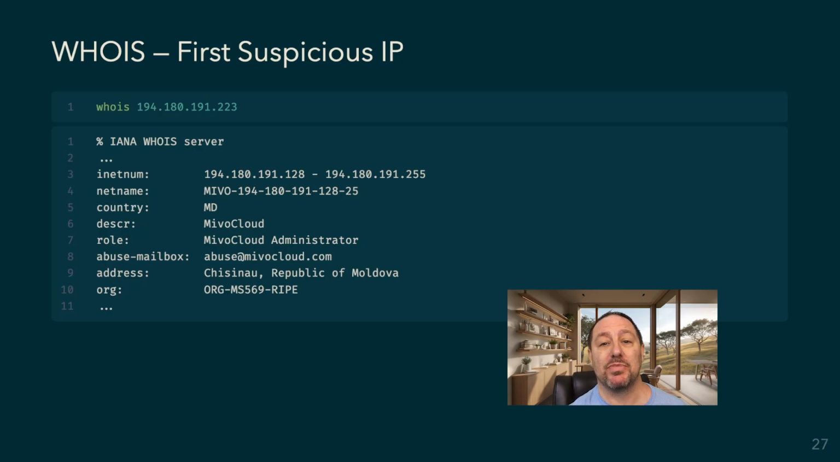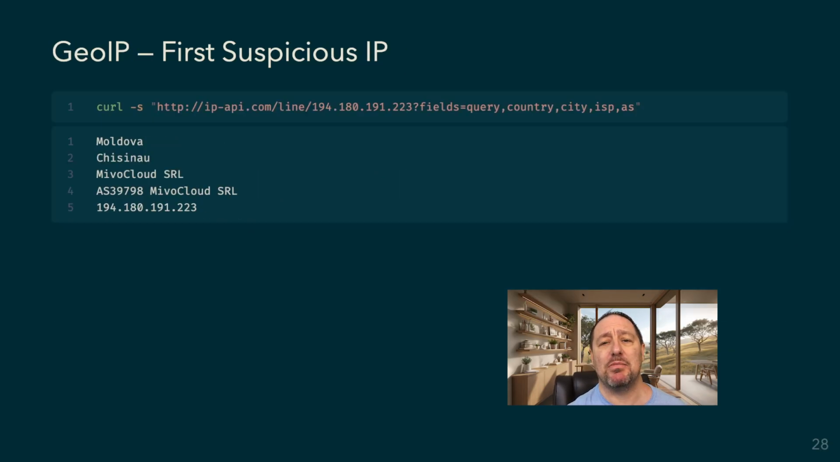Now, who owns them? This 194 address, per whois, RIPE registry, says it's part of Mevo Cloud in Moldova. Smaller provider, not a major cloud platform like AWS. Now, smaller regional ISPs tend to, let's say, look the other way when questionable traffic shows up. So this is probably good for the attacker C2. If we use ip-api.com, it also says Moldova with the Mevo Cloud. And again, Mevo Cloud is not a household name. Mevo Cloud sounds like a service you pay for in cash and you just don't mention it at dinner parties.